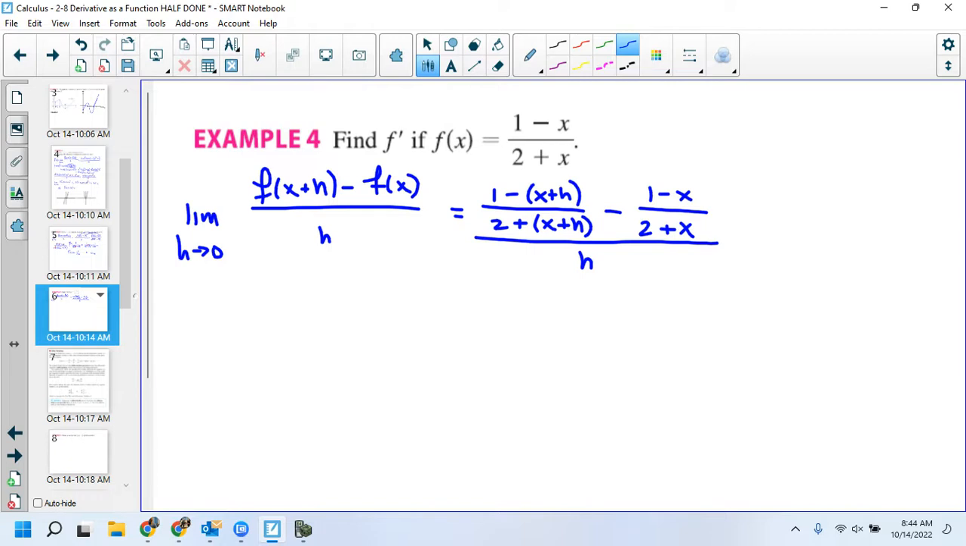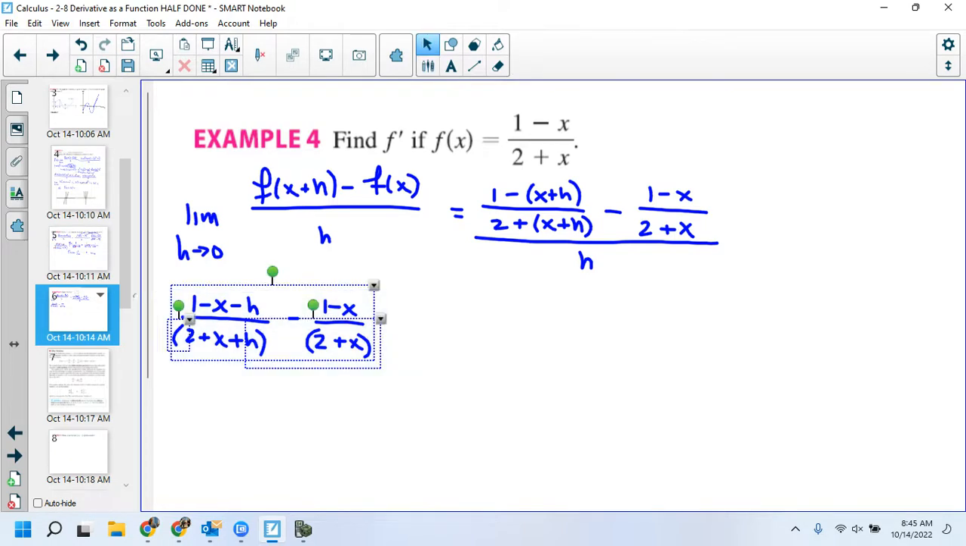Let's distribute in the negative here. 1 minus x minus h over 2 plus x plus h. Okay, I guess that's all we did. Should have just done that above it and carried on. But nonetheless, I need a common denominator here. Now, be careful. You might think that, oh, just the right side needs an h. No, these are different factors, aren't they? Those are 2 different factors. Okay, so here's what I have to do. I'm actually going to move this over just a little bit.